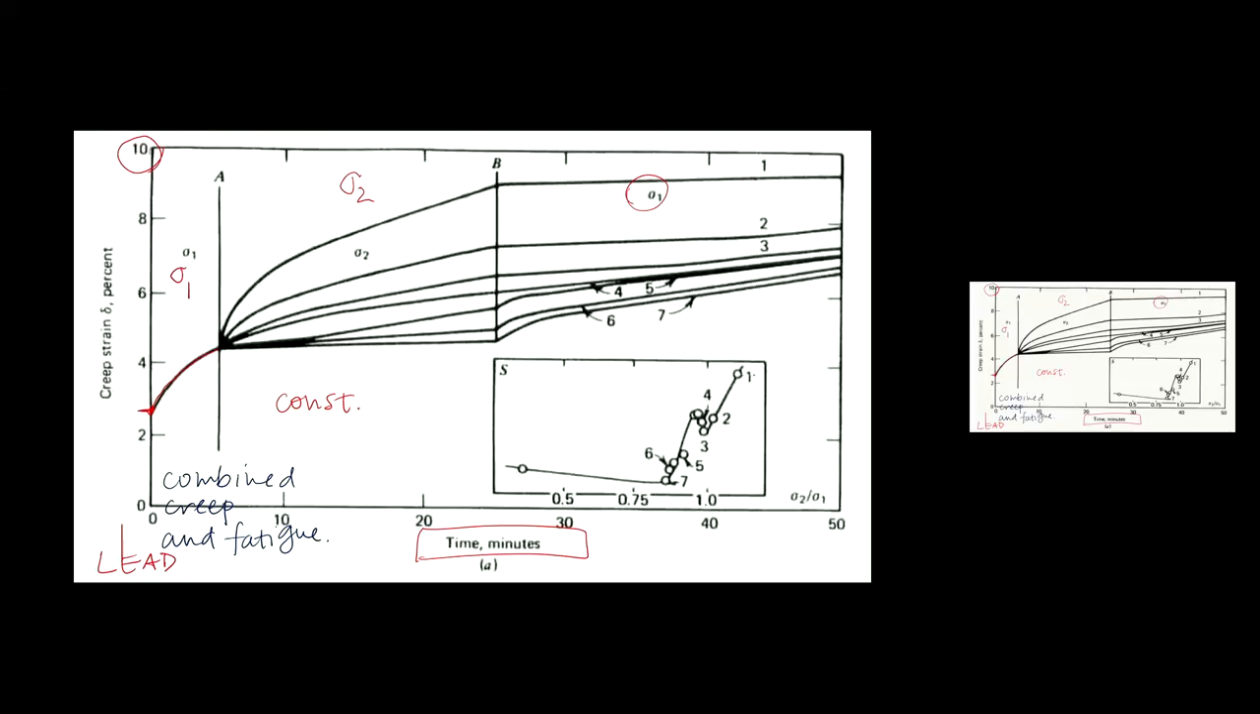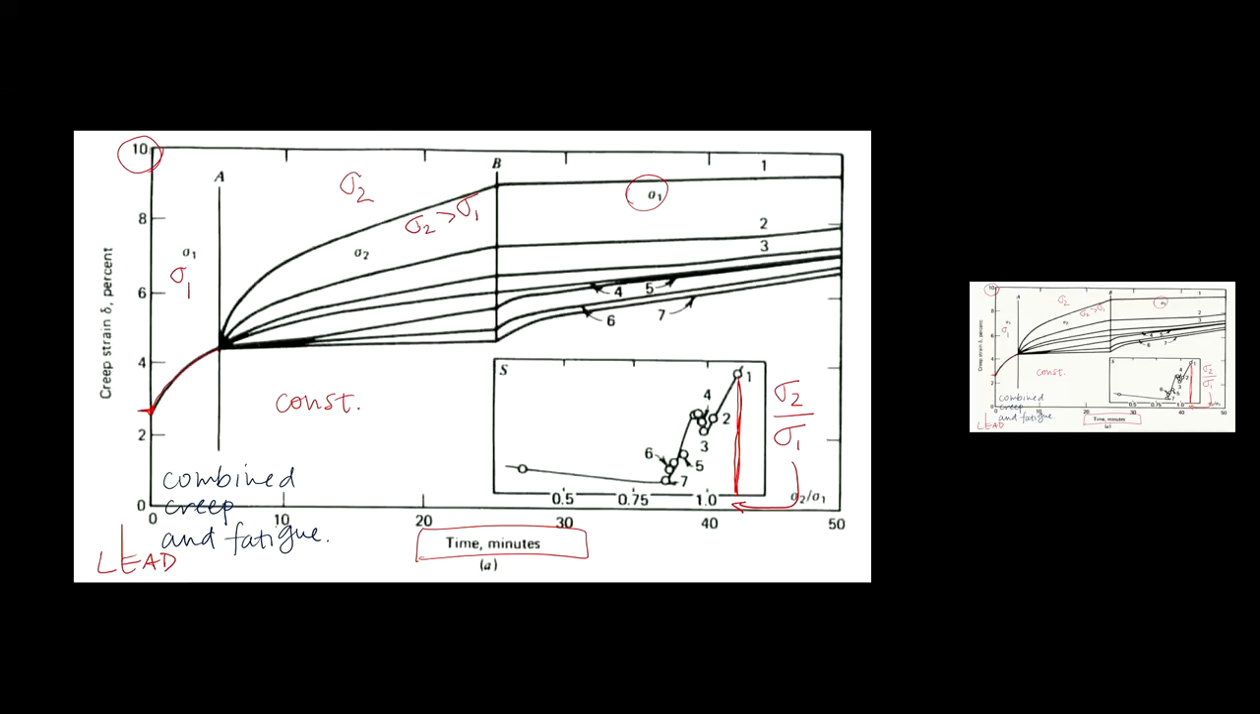I don't know what the y-axis is, but the x-axis is a ratio of sigma 2 over sigma 1. That's the x-axis down here. So if I look at point 1, which corresponds to the very top curve, it tells me that my second stress, sigma 2, is higher than sigma 1 because the ratio is greater than 1. So that's all I can say for that.